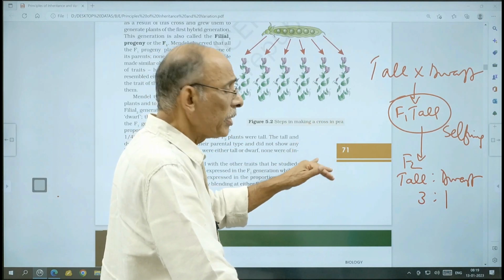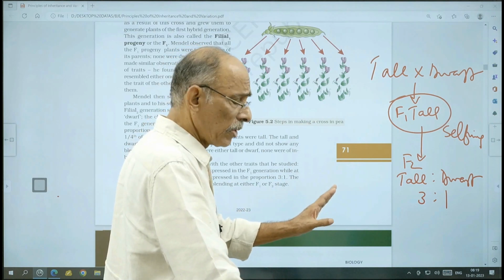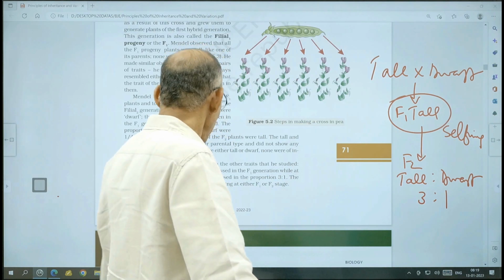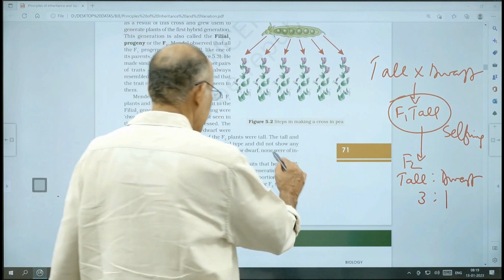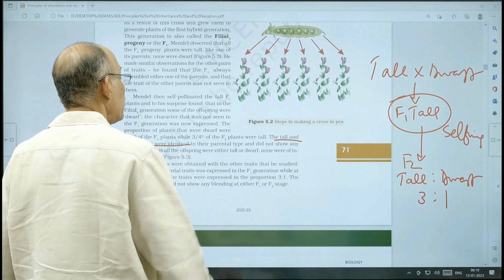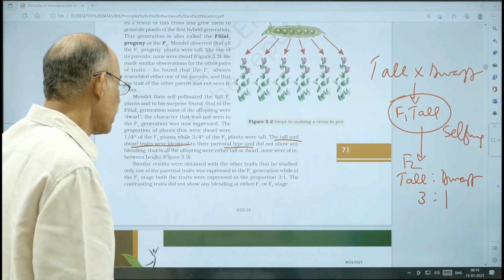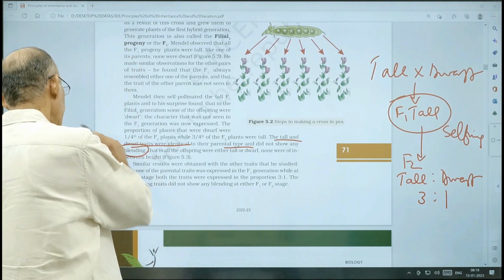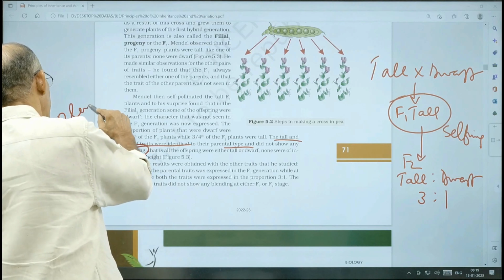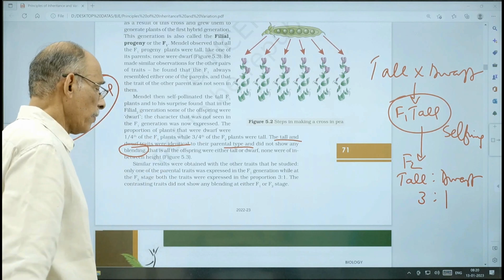On selfing the tall plants, Mendel got the F2 generation, tall to dwarf, in the 3:1 ratio. These tall plants and dwarf plants were just identical to the original plants. That means there is no blending. That is the most important thing of Mendel's crossings. There was no blending, no mixing of the two characters.